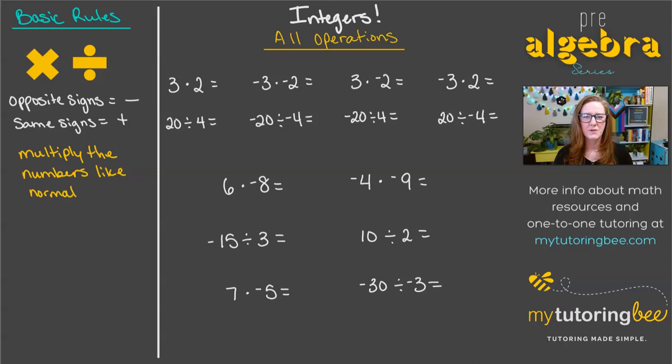Today we're going to be covering the rules for all operations when working with integers, so positive and negative numbers. And we're going to start off with multiplication and division. I feel like those rules are a lot more straightforward, so let's get started with some examples.